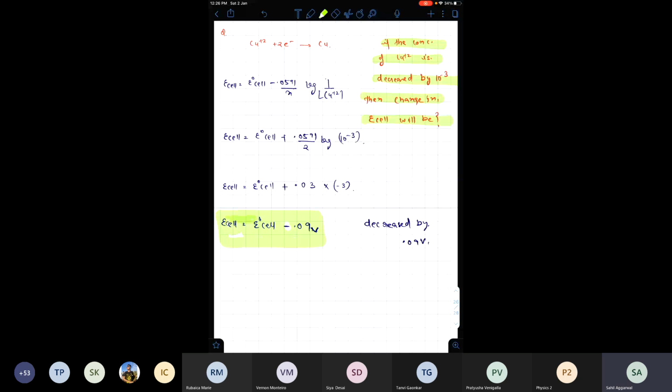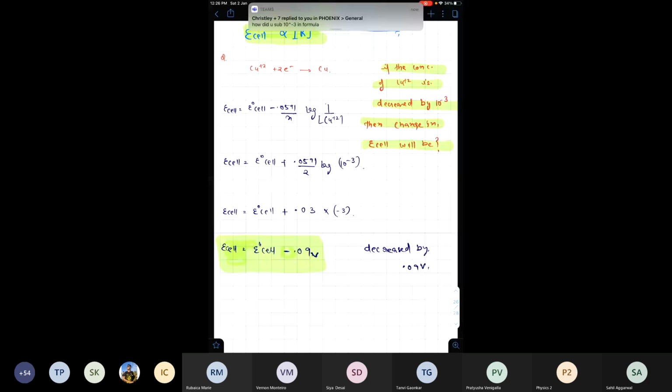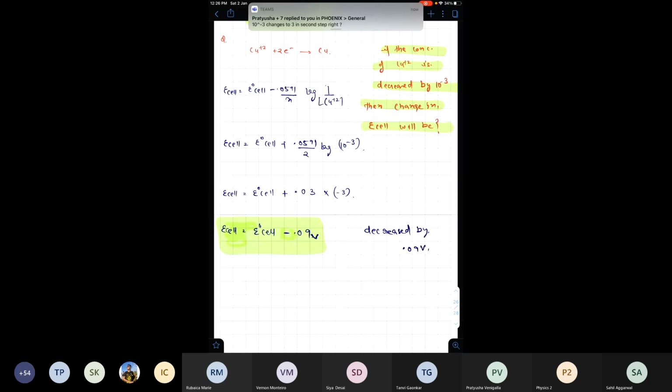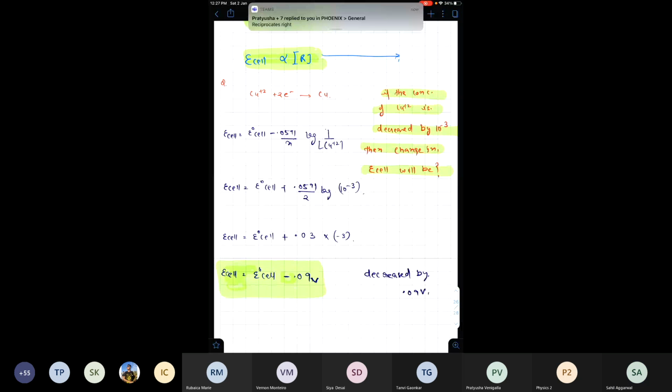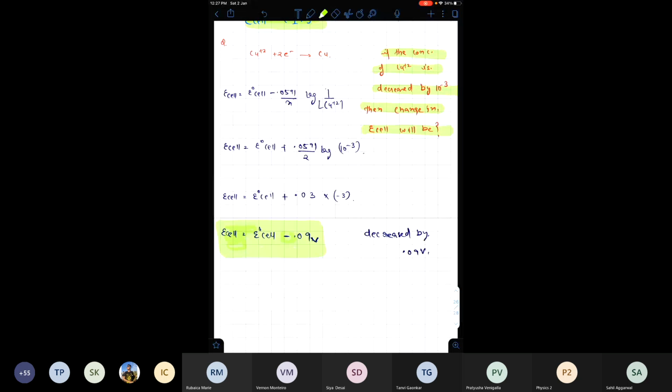So we always have to compare what we have earlier, otherwise you won't get the answer. What we had earlier? Log of 10 to the power minus 3 will be minus 3 only, no? Log of 10 to the power x is x. Okay, I'll do it again.